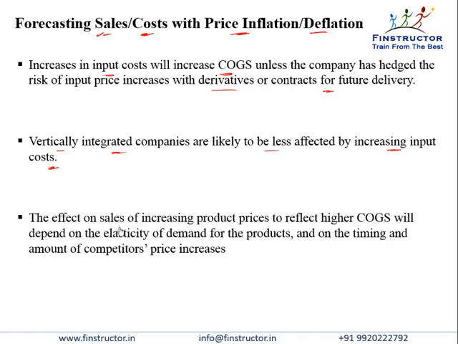The effect on sales of increasing product prices to reflect these higher cost of goods sold, like we discussed, if COGS goes up, even product prices should go up. But this depends on the competition, the elasticity of demand, and the amount of competitors' price increases in the product. So your costs may be going up, but if your competitor is not increasing prices, you may not be able to pass on the cost increases. Or if the demand drastically falls, then again you may not be able to pass on the price increases.